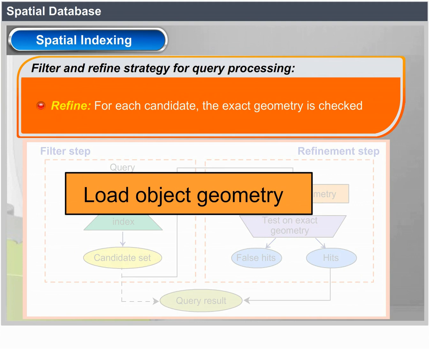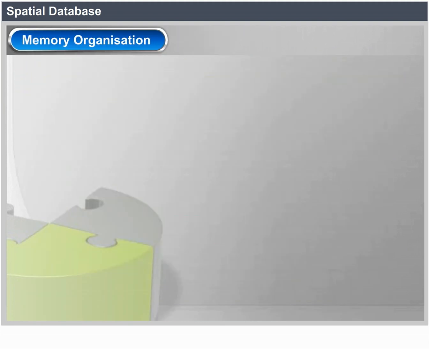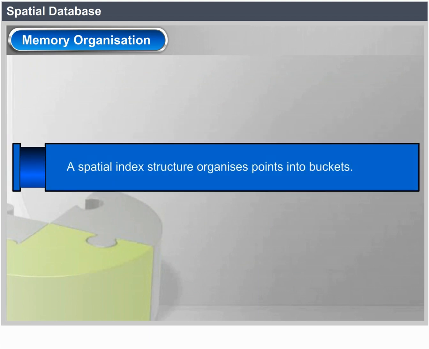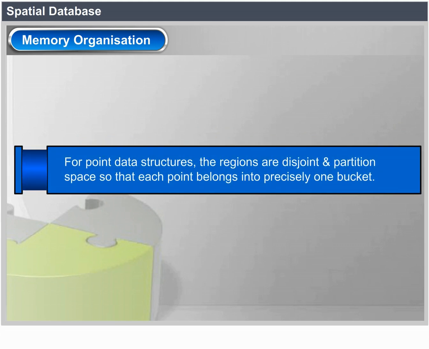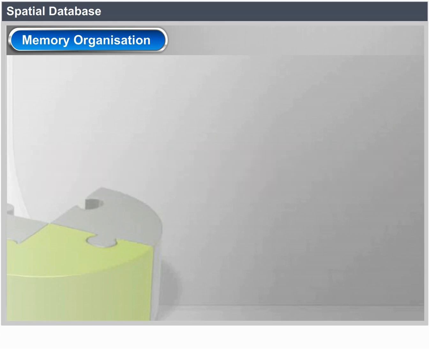Memory organization. A spatial index structure organizes points into buckets. Each bucket has an associated bucket region, a part of space containing all objects stored in that bucket. For point data structures, the regions are disjoint and partition space so that each point belongs into precisely one bucket. For rectangle data structures, bucket regions may overlap.